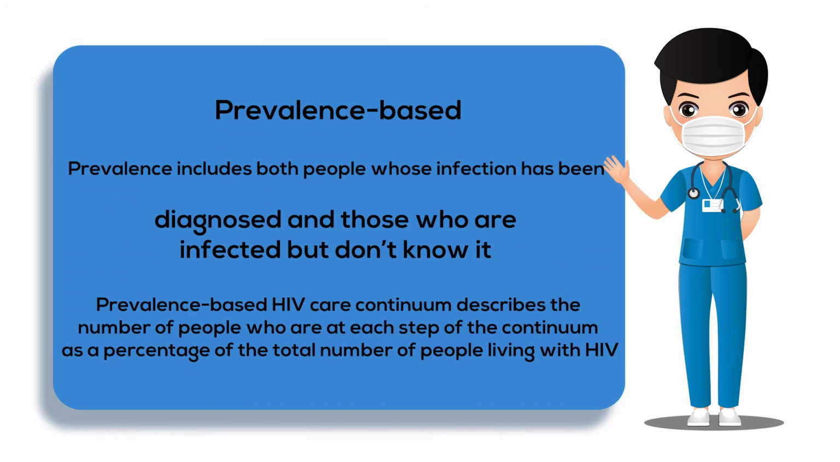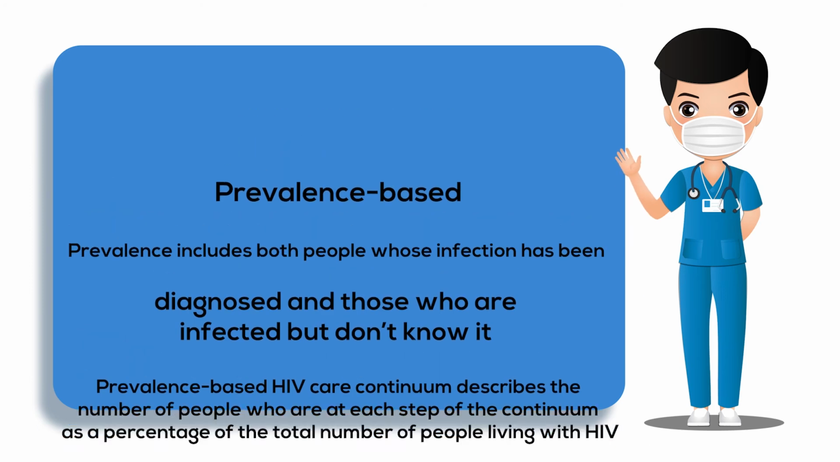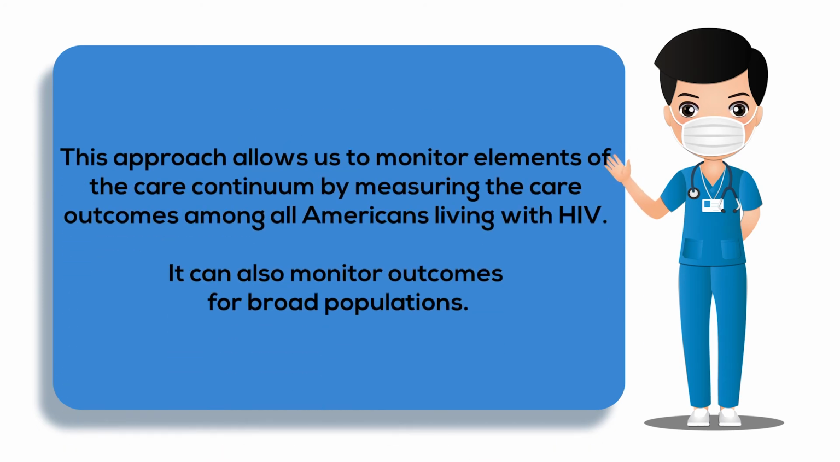Prevalence includes both people whose infection has been diagnosed and those who are infected but don't know it. The prevalence-based HIV Care Continuum describes the number of people who are at each step of the continuum as a percentage of the total number of people living with HIV, known as HIV prevalence. This approach allows us to monitor elements of the HIV Care Continuum by measuring the care outcomes among all Americans living with HIV. It can also monitor outcomes for broad populations.